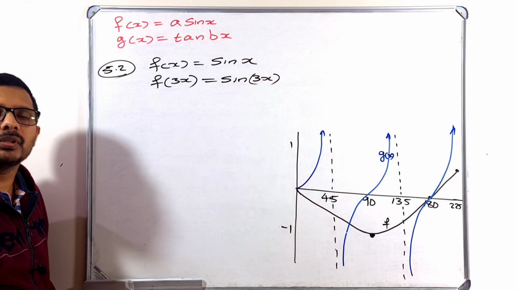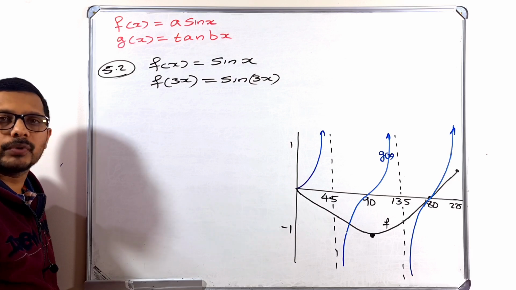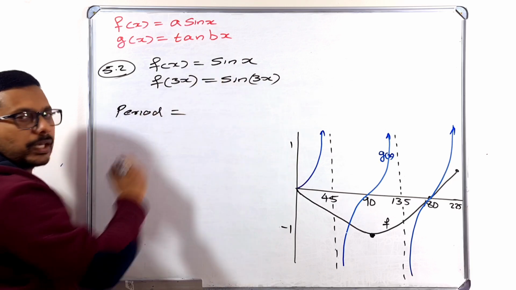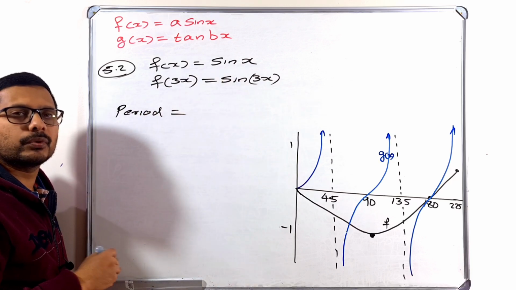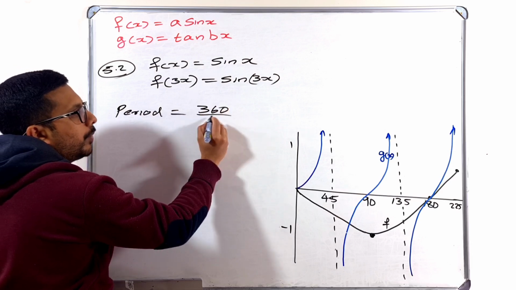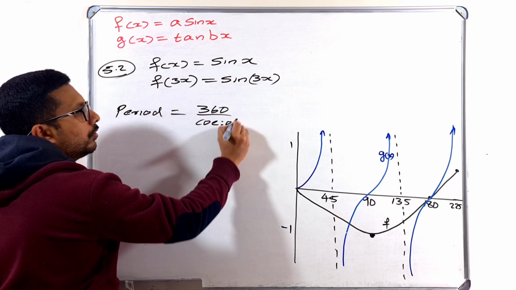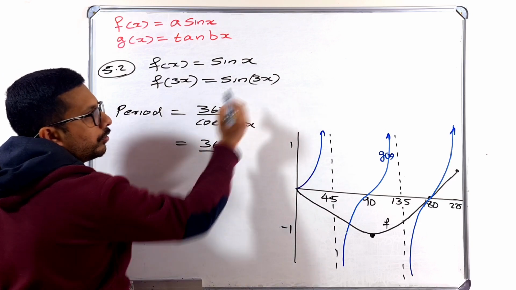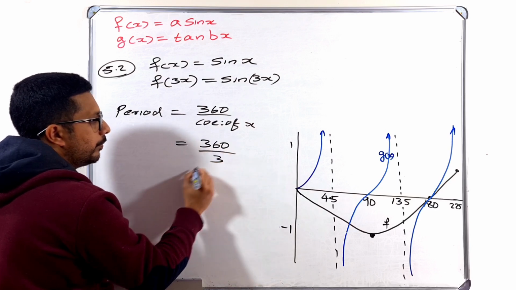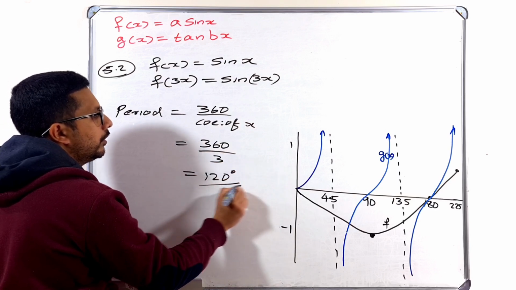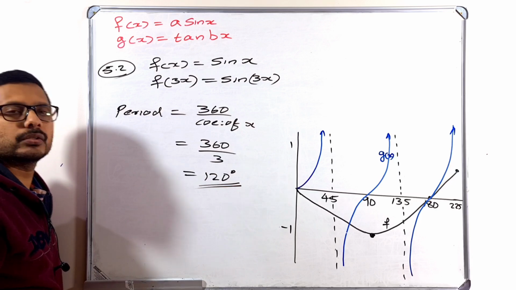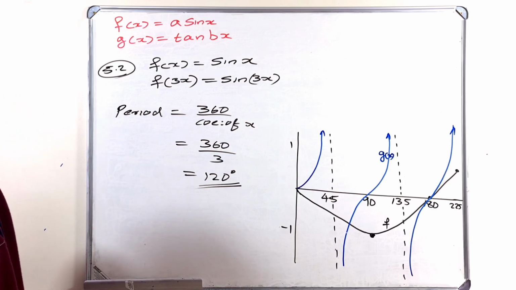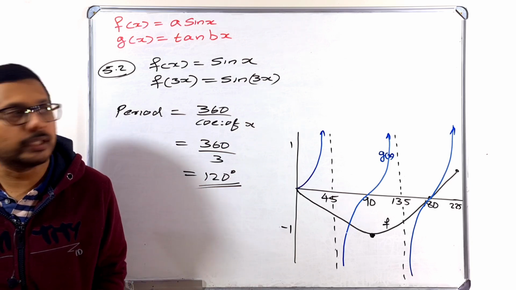Am I right? So now you have to find the period of this graph. What is the formula to find the period in the case of sine graph? This is a sine graph. The first question I explained that one. What is the formula? 360 divided by coefficient of x. So here 360 divided by, what is the coefficient of x now? It is 3. So it is divided by 3. So it is 120 degrees. So the period of the graph is 120. So that is question number 5.2. Now let's go to question number 5.3.